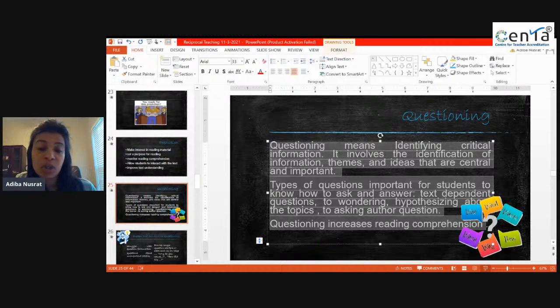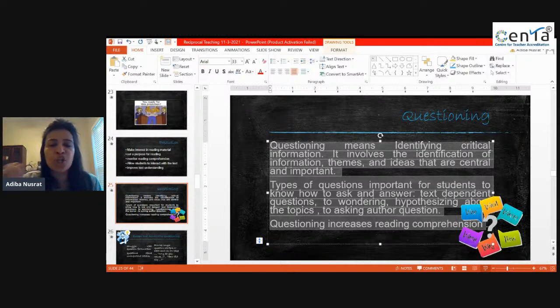the question stems motivate students to discuss the text with one another, and questioning in general motivates students to interview, to quiz, and challenge one another to think deeply about a text. When students are encouraged and taught to ask questions as they read, their comprehension deepens. It increases their reading comprehension.